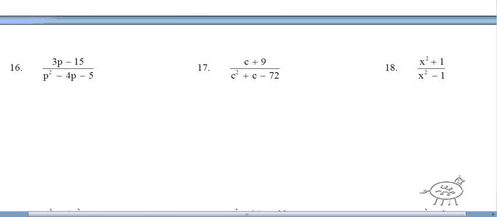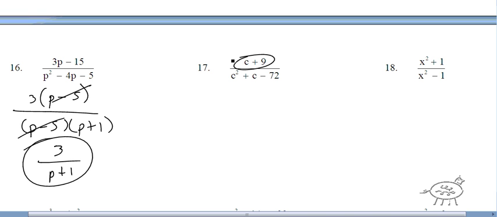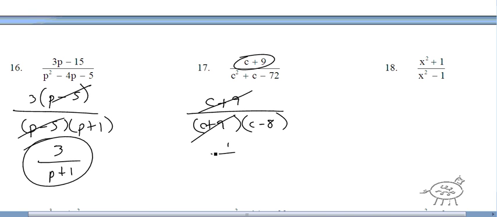Okay, 16, same thing, a factor. So 3 parentheses p minus 5. On the bottom, I get p minus 5, p plus 1. Okay, p minus 5's cancel, and I get 3 over p plus 1. That's it, not bad. Okay, the next one, again, see that c plus 9? I'm betting that you are going to have a c plus 9. And sure enough, c plus 9 and c minus 8. 9 times 8 is 72. And 9c minus 8c is positive 1c. So the c plus 9's cancel out, and we get 1 over c minus 8.